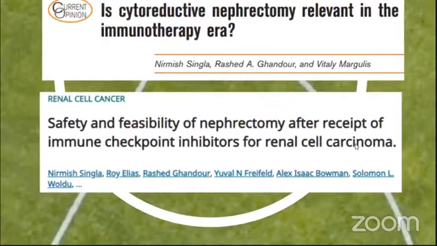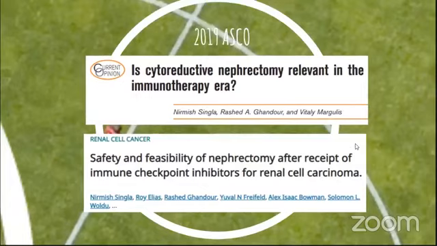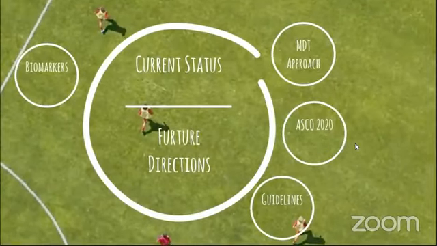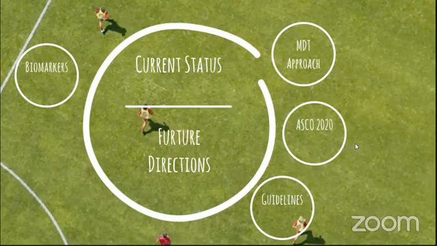So after going through all this, what is the road ahead for us? What are we going to do? Let us look at the current status and the future direction, which will help us to plan our approach as far as cytoreductive nephrectomy is concerned in patients with metastatic RCC. Now, as I mentioned earlier, the choice of patient is extremely important in suggesting cytoreductive nephrectomy.